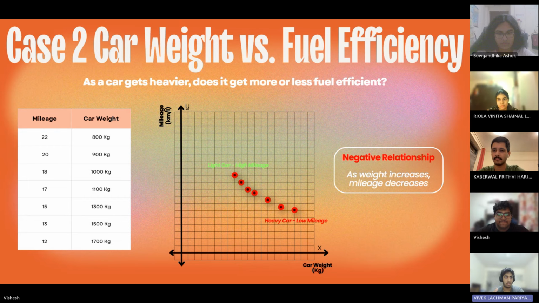Same idea, but opposite story. Thanks, Prithvi. We just saw the line going up. Keep this in your mind, because my graph does the opposite thing. A quick question: when a car gets heavier, does the mileage get better or worse? Naturally, a heavy car needs more energy, so most of you probably guess the worse. Let's look at the data.